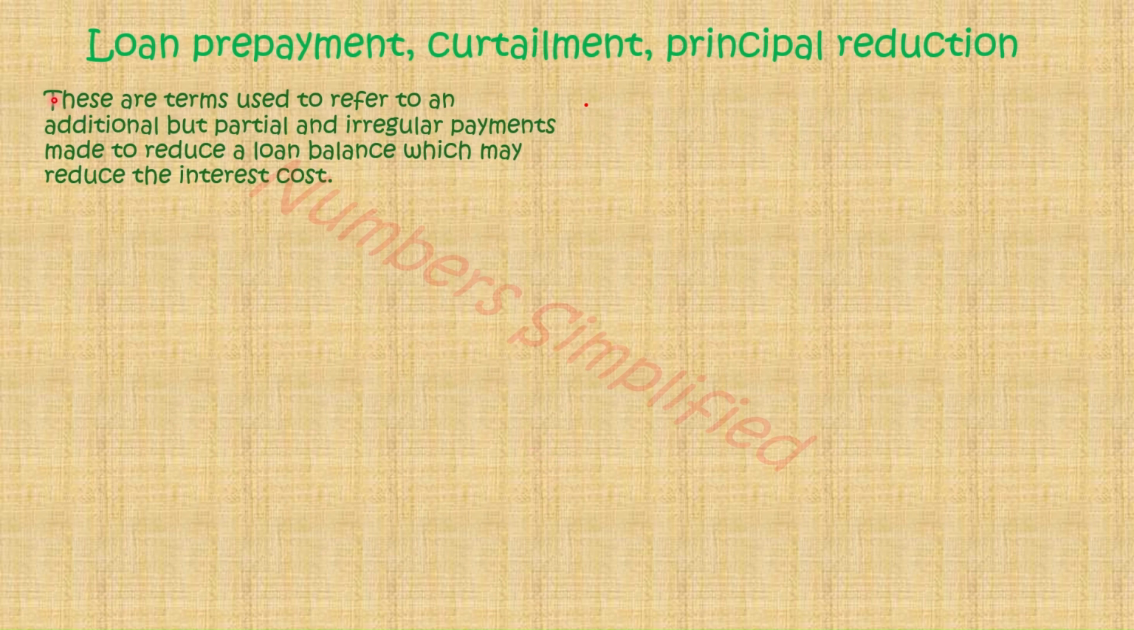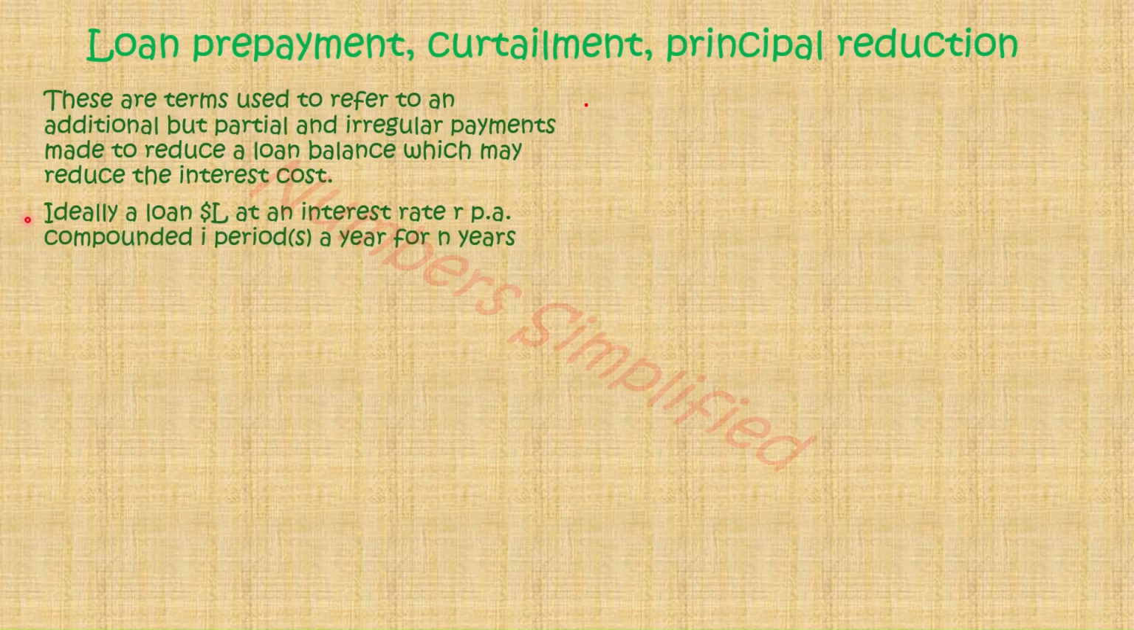Now, these are terms that are used to refer to an additional but partial irregular payment made to reduce a loan balance, which may reduce the interest costs. So at times, these terms, loan prepayment, curtailment, principal reduction, can be used interchangeably. So ideally, a loan, let's say L dollars, at an interest rate of R% per annum compounded I periods a year for N years.